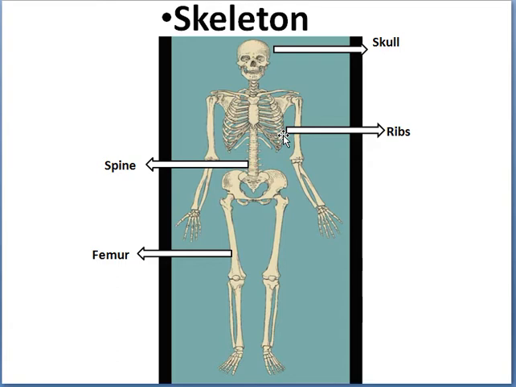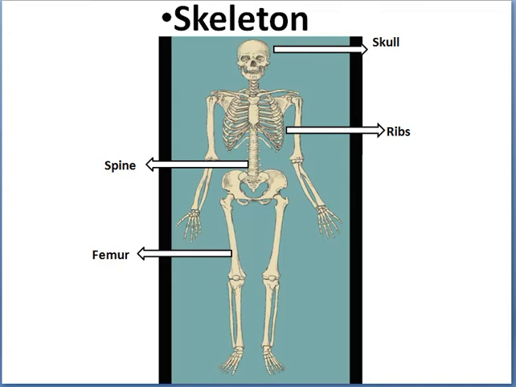Do you know which is the smallest bone in your body? The smallest bone in your body is inside your ear, and it is known as stirrup. And which is the longest bone in your body? The longest bone in your body is your thigh bone, called the femur. This is the thigh bone.